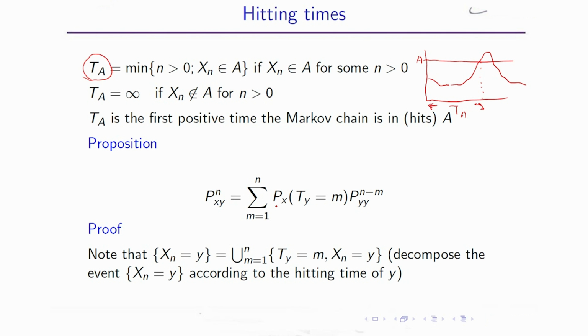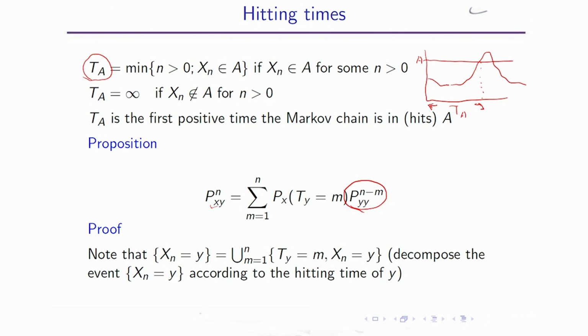P_xy^n is equal to the summation over m of P_x(T_y = m) times P_yy^(n-m). What does that mean? That means we start from x, and after n steps, we go to y. And this probability can be written as a summation where we start from x, and the first time we reach y is equal to m, and we sum over all possible m. And then, because the first time we hit y is equal to m, but eventually we want to be at y at time n, right? So we are left with n minus m steps. So P_yy^(n-m) would be the probability like this.